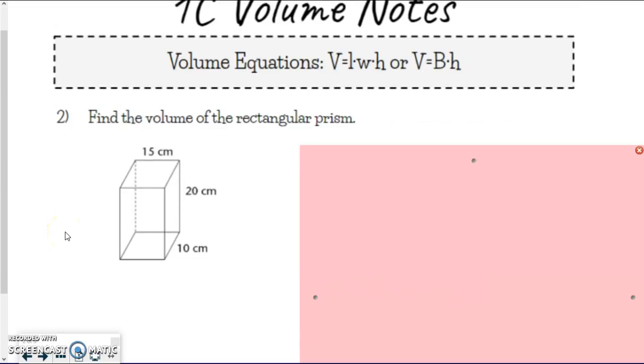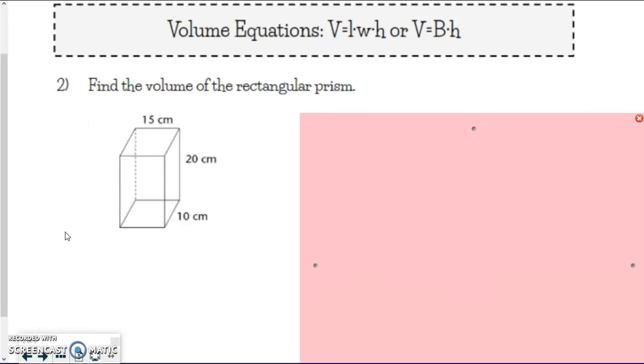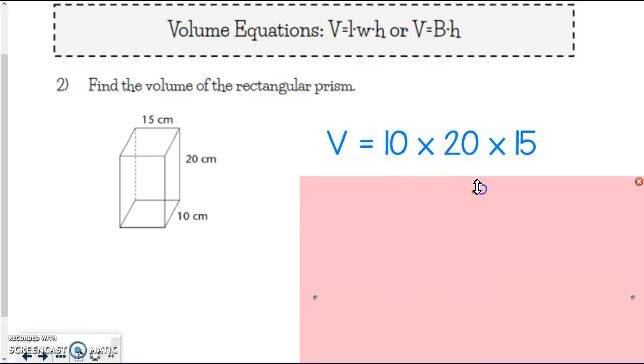Okay, again, following right along, recording these notes as I take them. So now we're finding the volume of this rectangular prism. And again, we've got a length, a width, and a height, so that's the equation I'm going to use. So I've got 10 times 20 times 15. Again, it does not matter which order we put this in because we're all going to multiply them all together anyways. So the first one, 10 times 20, is fairly easy.